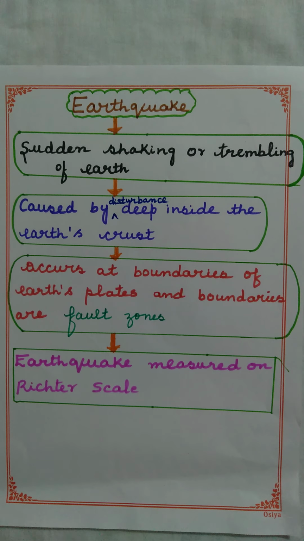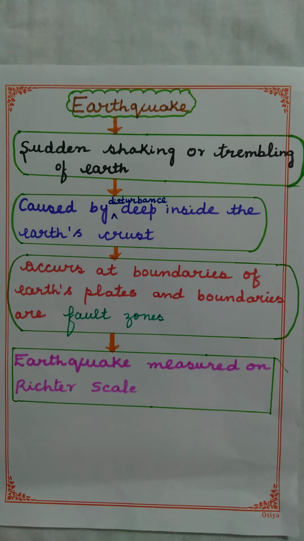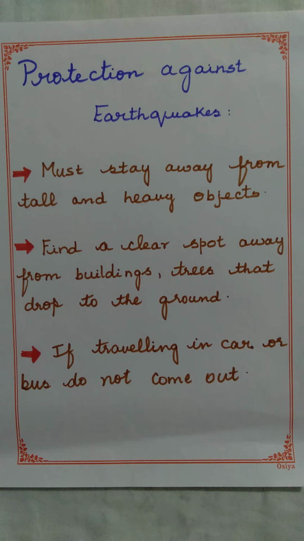The power of an earthquake is expressed in terms of a magnitude, that is, a numerical value. This magnitude is measured on a scale called the Richter scale. The really destructive earthquakes have a magnitude higher than 7 on the Richter scale. We know that these earthquakes cannot be predicted. It is highly destructive. It is therefore important to take necessary precautions to protect against earthquakes.